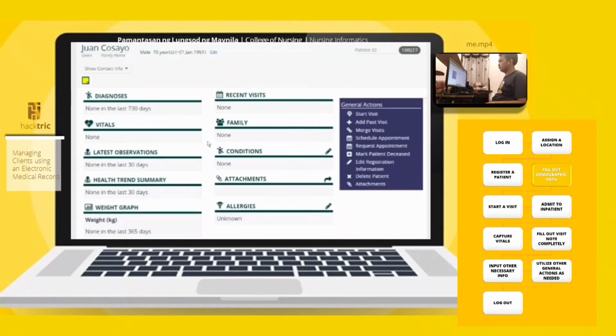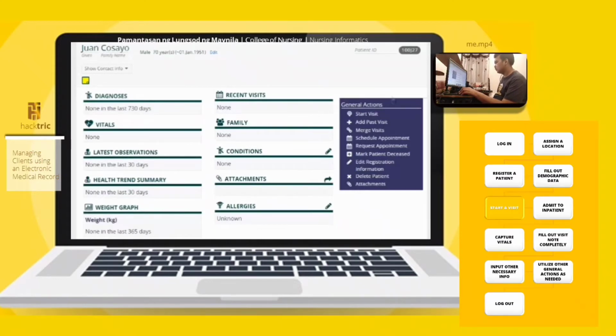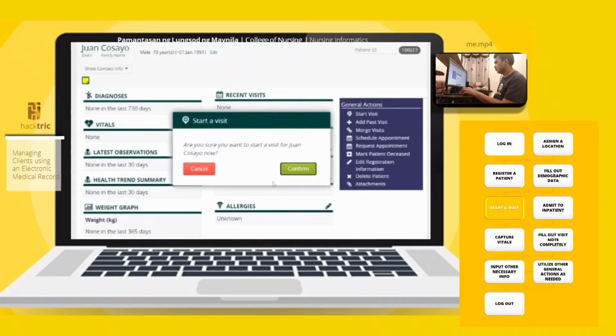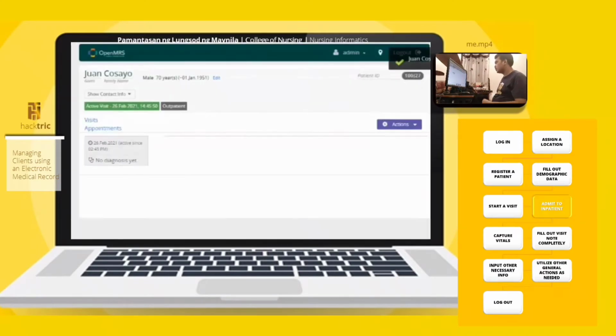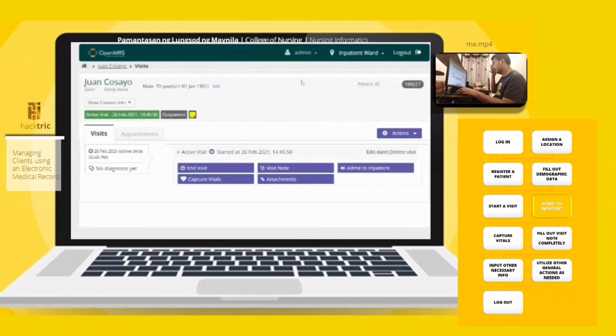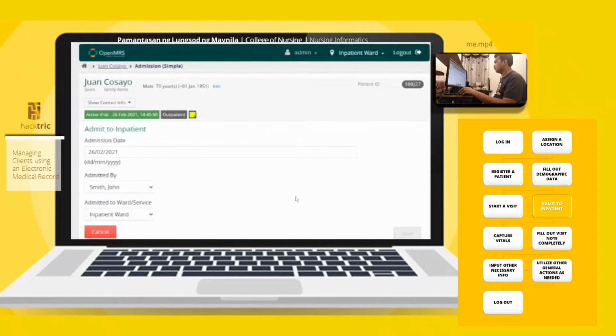As you can see, Mr. Juan Cosayo now has a patient ID. On the left corner, you can see all the details entered about the patient. It is still left blank because we have not yet input anything. On the right, you can see some access icons. For this part, we are first going to start a visit. Then admit to inpatient. Let's assume he was admitted today by Dr. John Smith and his ward, inpatient.